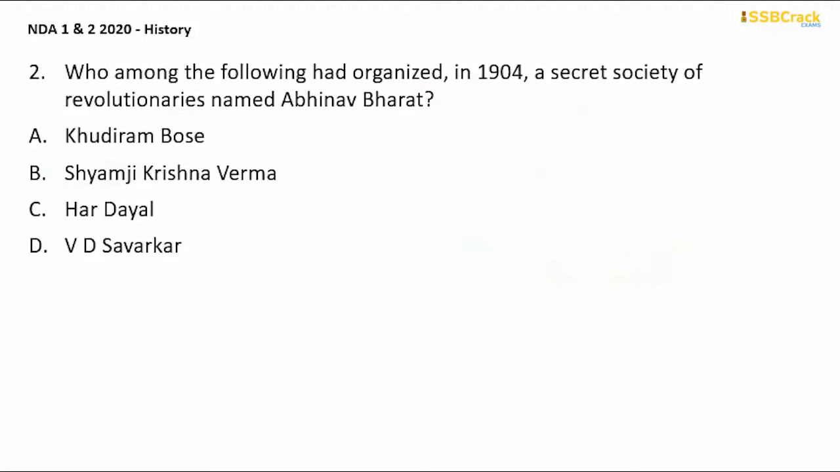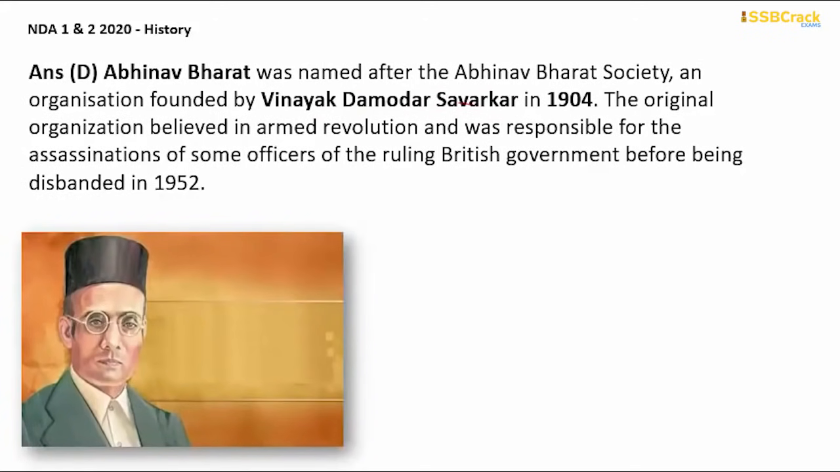Now the next question is, who among the following organized in 1904 a secret society of revolutionaries named Abhinav Bharat? Khudiram Bose, Shyamji Krishna Verma, Hardayal, or V.D. Savarkar. Very easy and direct question. So Abhinav Bharat was organized by V.D. Savarkar. Abhinav Bharat Society was an organization founded by Vinayak Damodar Savarkar in 1904. The original organization believed in armed rebellion and was responsible for the assassination of some officers of the ruling British government at that time, and after that it was disbanded in 1952.